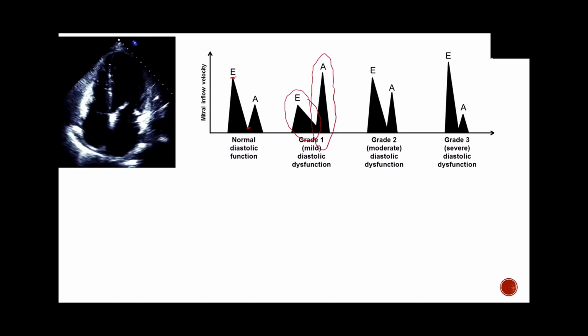So grade 1 diastolic dysfunction, if our normal wave looks like this, we're going to have a shorter E wave with a long deceleration time here. And then we're going to have a very high A wave because you have high pressure and high volume within the left atrium, and all that blood flow is going to go across the mitral valve when you contract.